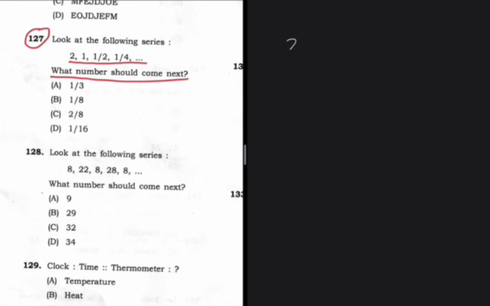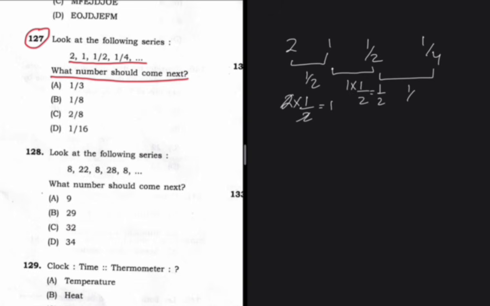So we have a series 2, 1, 1/2 and 1/4. If you look carefully in the series, each number is 1/2 of the previous number. That means if 2 is multiplied by 1/2, we get the next number 1. Similarly, if 1 is multiplied by 1/2, we will get the next number 1/2. And similarly in this case, to get the next number, we need to multiply 1/4 by 1/2, and we will get the answer to be 1/8. Hence option B is the right answer.